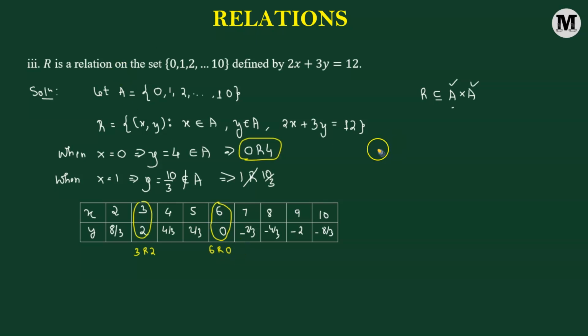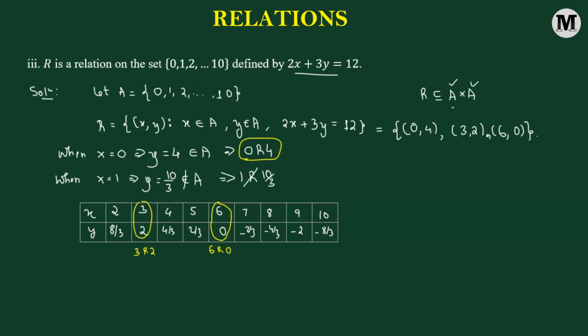So now we can define the relation R as a set of ordered pairs. 0R4 corresponds to the ordered pair (0, 4), 3R2 corresponds to (3, 2), and then we have (6, 0). So there are 3 ordered pairs which satisfy the condition that 2x plus 3y equals 12, and R is a relation on this set A.